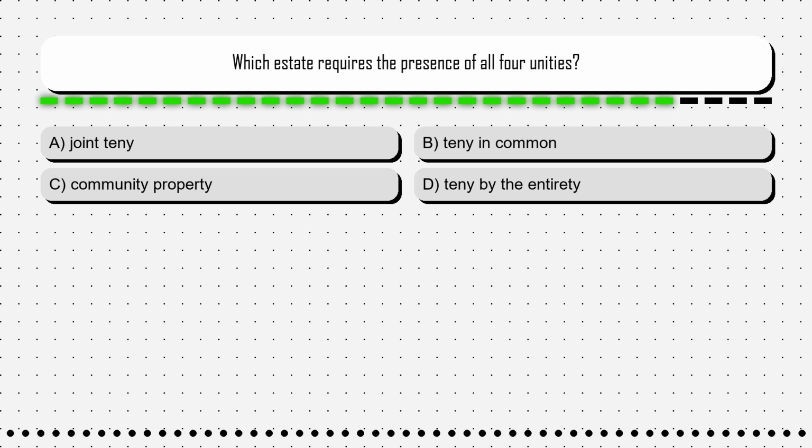Question 99. Which estate requires the presence of all four unities? Option A. Joint tenant. Option B. A tenant in common. Option C. Community property. Option D. A tenant by the entirety.